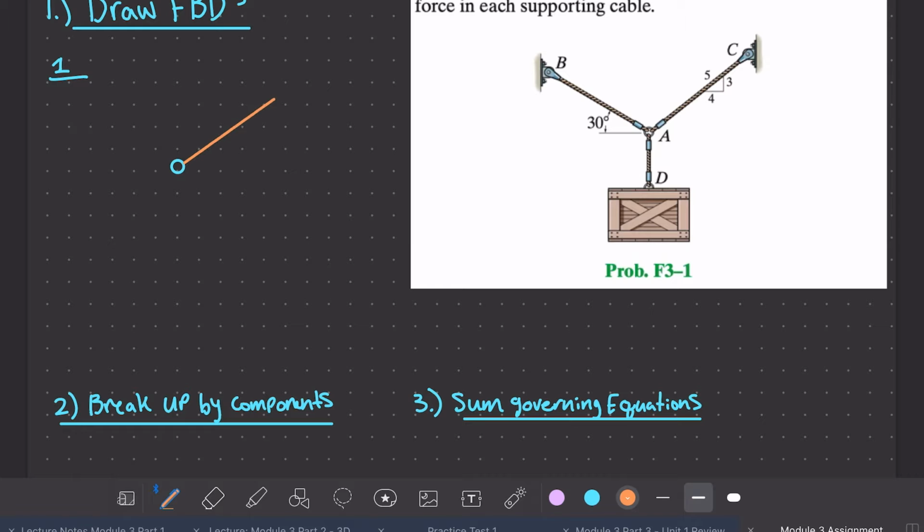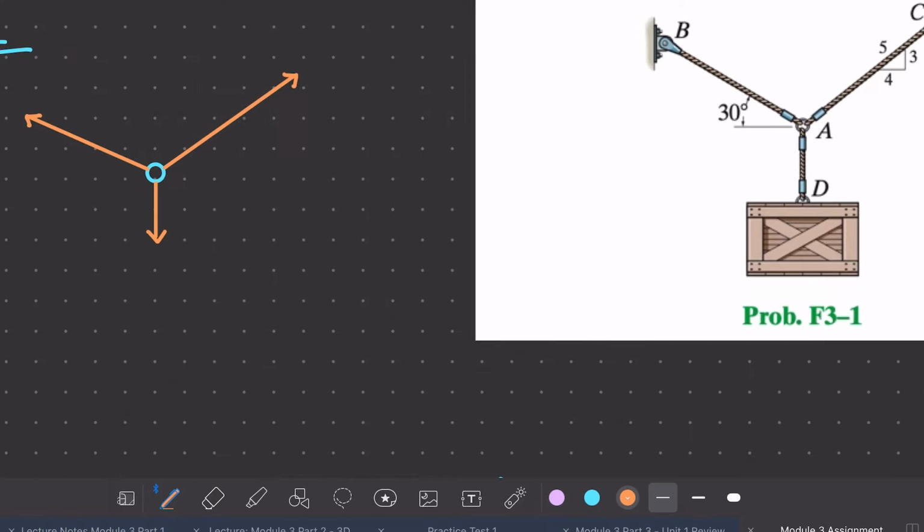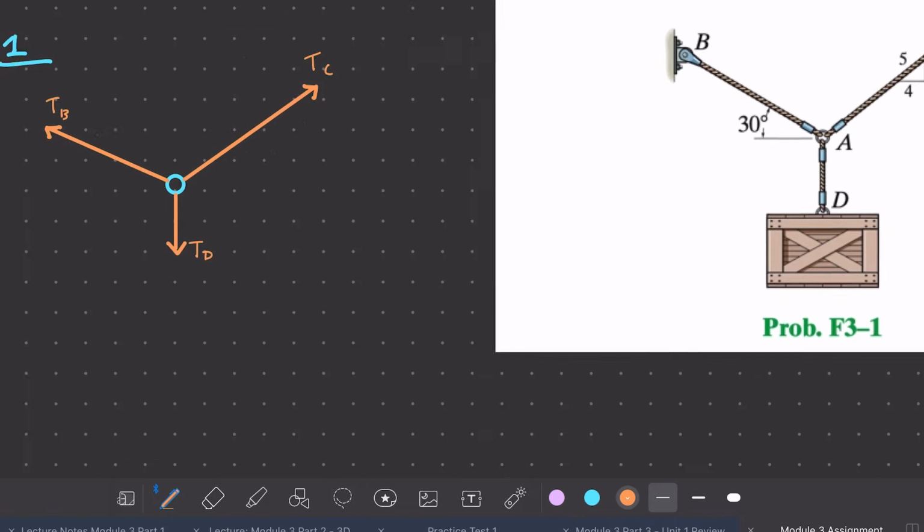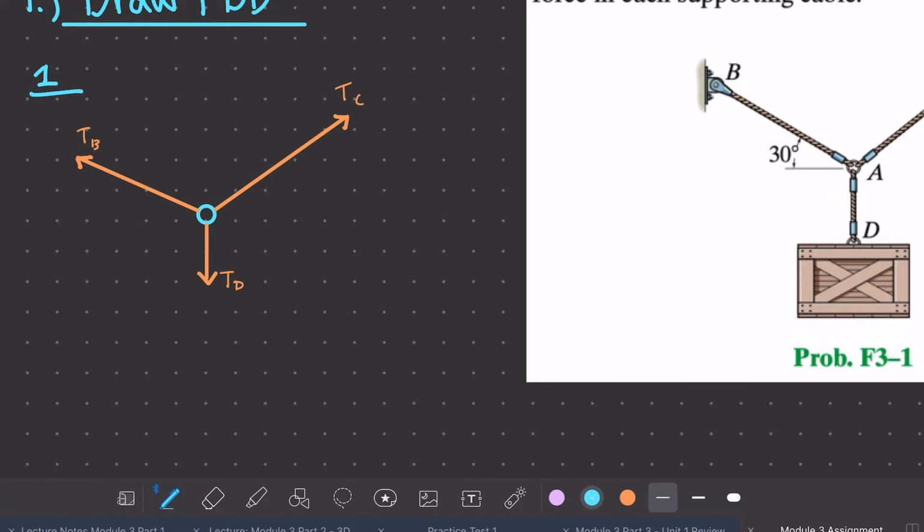This will be tension of C. This will be tension of B. And this will be tension of D, and I'll go ahead and add the labels as well. I'll add the angles as well.